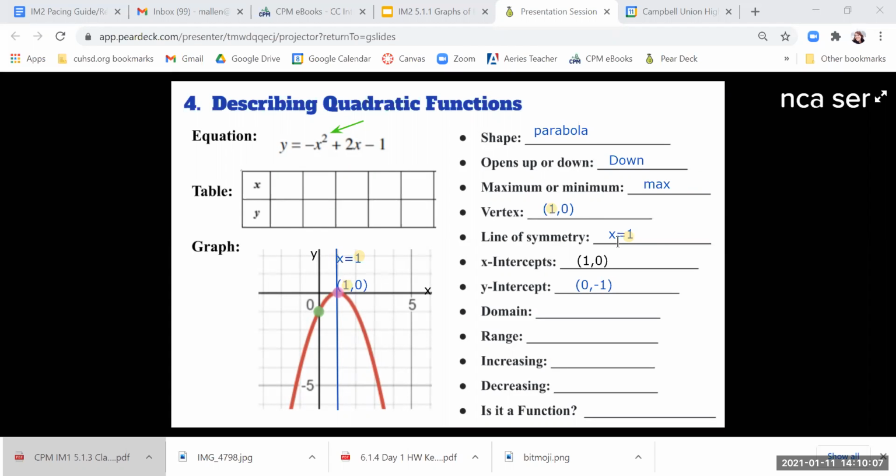They will be matching. X-intercepts are where we cross the x-axis, and you can see it only happens once at the vertex this time. And the y-intercept is where it crosses the y-axis, and this one's at (0, -1). And then the domain of all of our parabolas is going to be all real numbers.